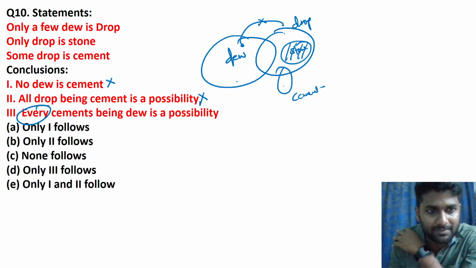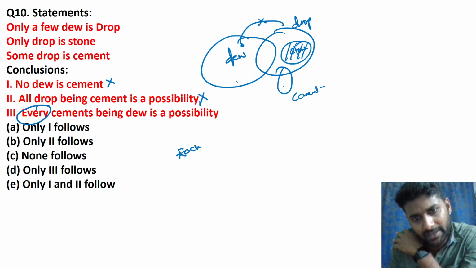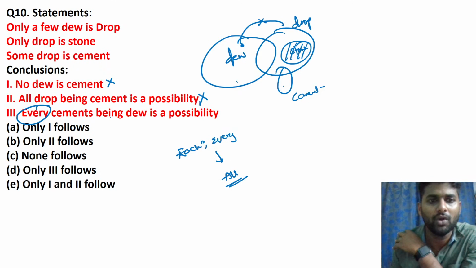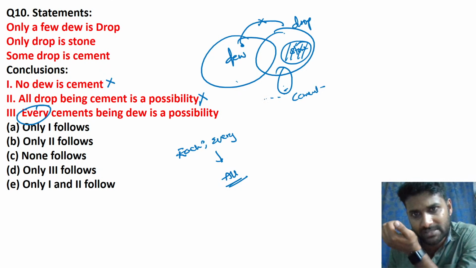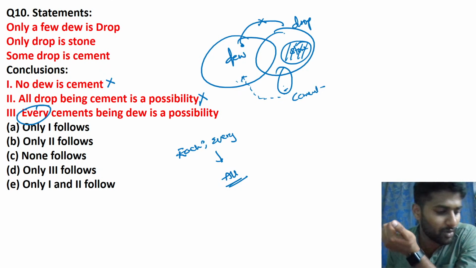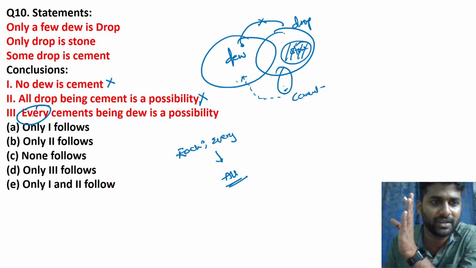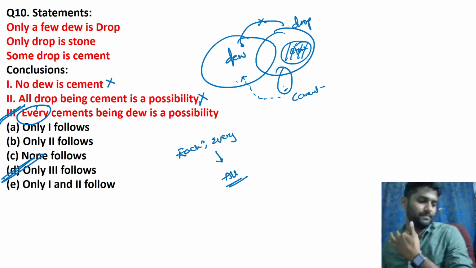Now, remember, each and every: these two terms are a representation of all. Now, all cement being dew is a possibility. Guys, see, we can assume all cement into the dew. There is a possibility. That's why conclusion 3 only follows.